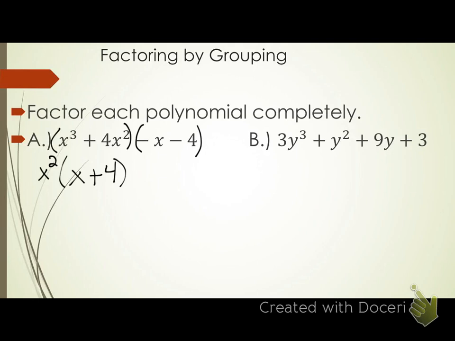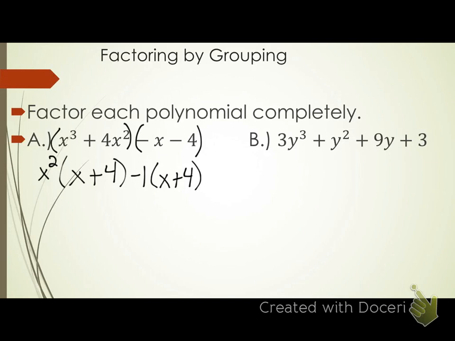Okay. Second group, negative x minus 4. Do they have a common factor? Negative 1. They both have a negative sign, right? Do they have any x's in common? Nope. But they do both have a negative, so I can factor out a negative 1. Negative 1 times what gives me negative x? X. Negative 1 times what gives me negative 4? 4.